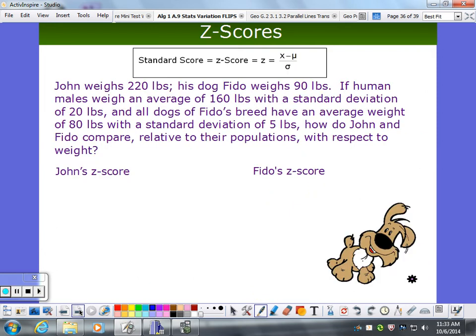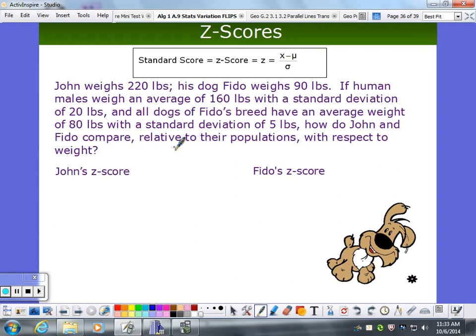I think I have another one. Oh, this is a great question. This is, I think, a good example of when z-scores become important. I know it's a silly example, but it's still good. So John weighs 220 pounds, and his dog Fido weighs 90 pounds. Human males weigh on average 160 pounds with a standard deviation of 20 pounds, and all dogs of Fido's breed have an average weight of 80 pounds with a standard deviation of 5 pounds. How do John and Fido compare relative to their populations with respect to weight?